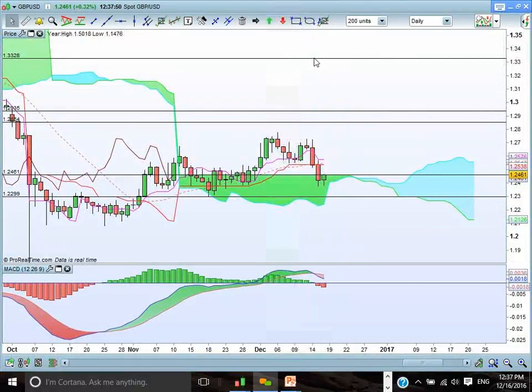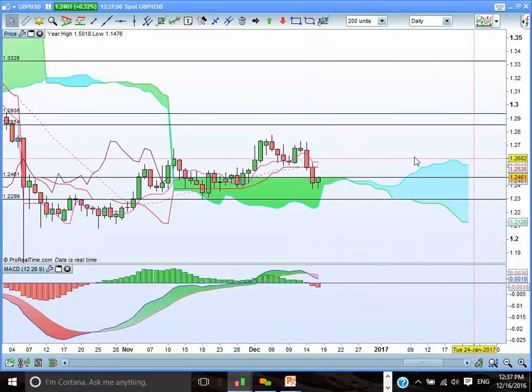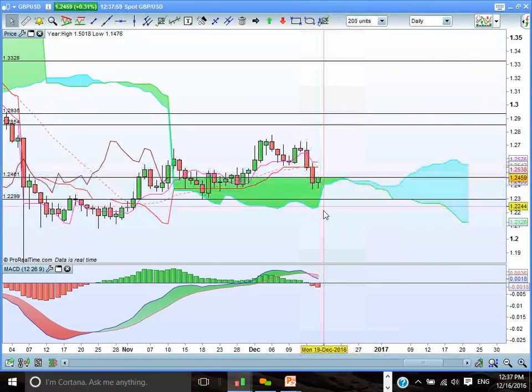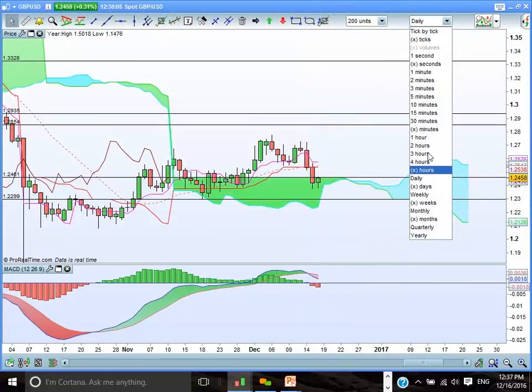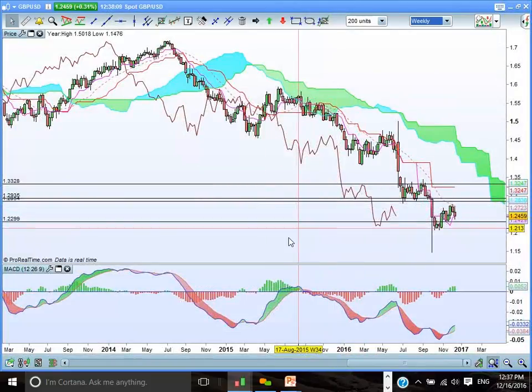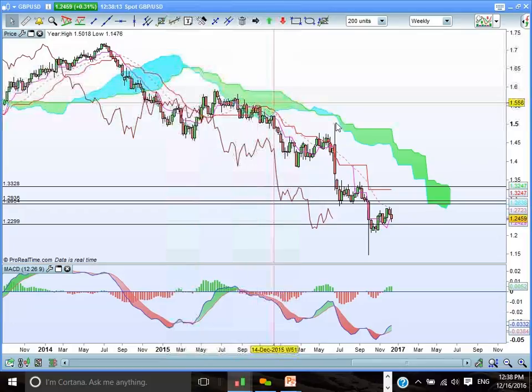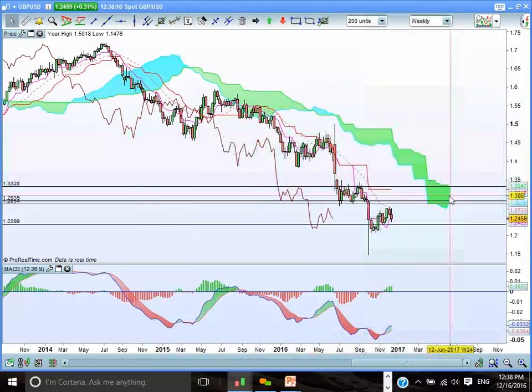But certainly, the front end of the cloud is still indicating that we have some weakness there. We are looking at some weakness here, and we could see the bottom end of the cloud here for support. Okay, still looking weak. The weekly cloud price action is still below the cloud, so we're still in a long-term downtrend.